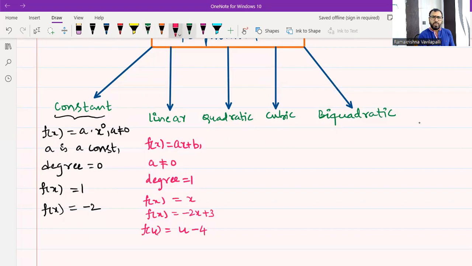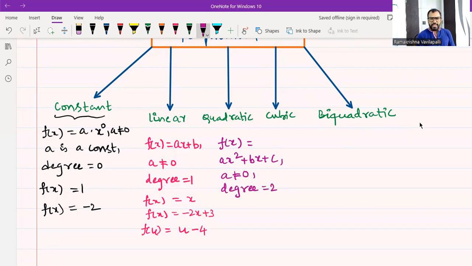Now, what is a quadratic polynomial? A quadratic polynomial means f of x equal to ax square plus bx plus c. Right? So here a is not equal to 0. It is known as a quadratic polynomial. And what is the degree of this quadratic polynomial? The degree is equal to 2.